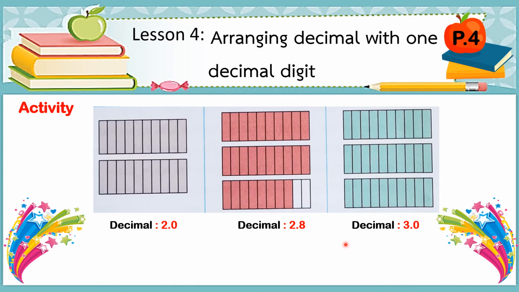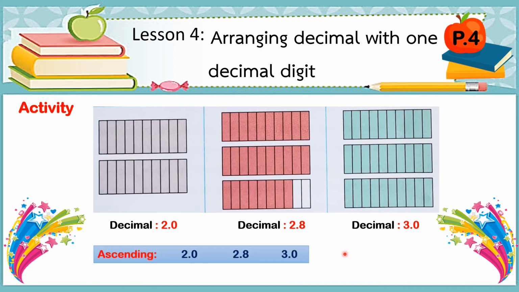So if you're going to answer it in ascending order, which number comes first? So just simply look at the first number, 2, 2, and 3. Since these are the same, 2 and 2, look at the second number, 0 and 8. So the first one is, yes, 2.0, 2.8, and 3.0. That is ascending from small to big numbers. And the second one is descending, big to small numbers.